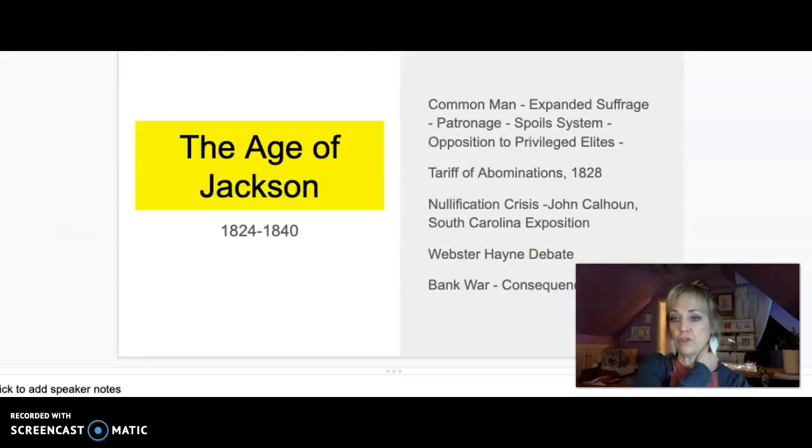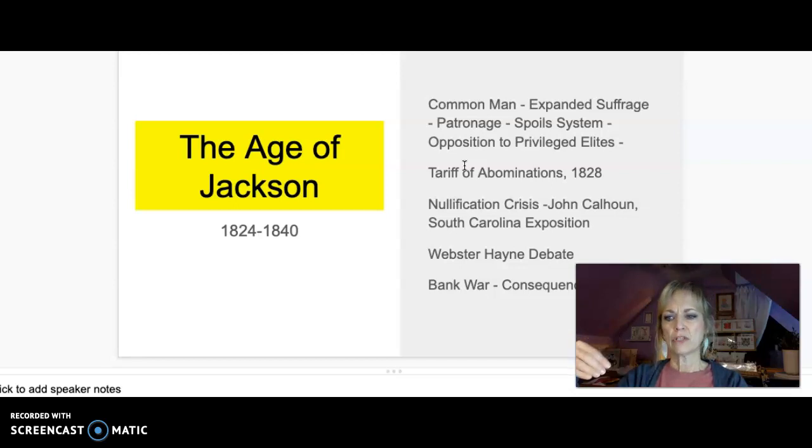Okay, then we move on to Jackson. He's probably the most tested president of all presidents. They like to ask about Jackson. Remember, he was the common man, the rise of mass democracy. He worked to eliminate property ownership requirements for voting and for serving in political office. The spoils system, which means, hey, if you help me get into office, I put you into a position. I want my people in those positions in the bureaucracy.